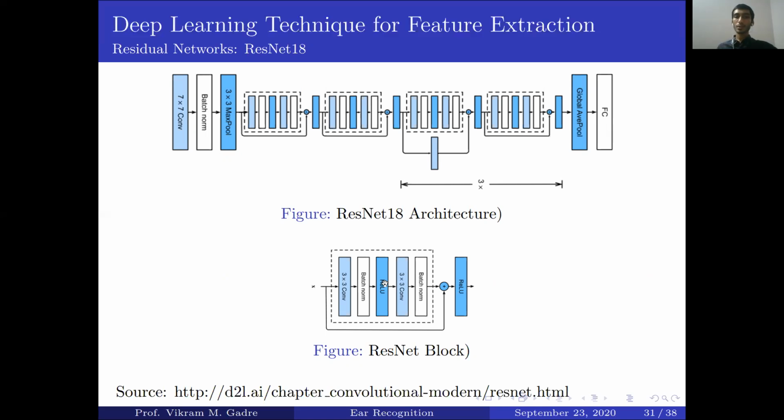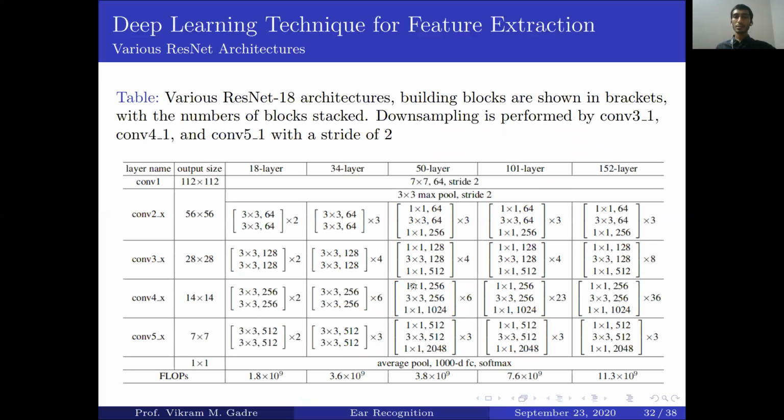So if you have gone through the links, you will understand this. These are the blocks which you repeat one after another to build the ResNet 18 architecture. You can also have a look at the links here to learn more. And this is from the paper.